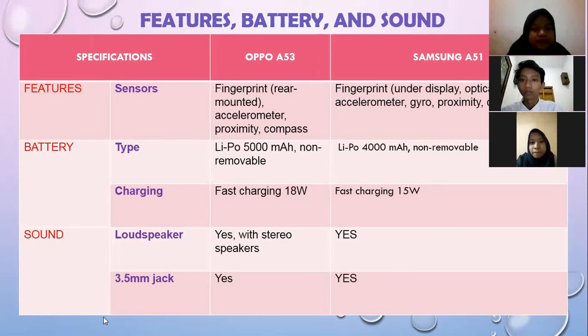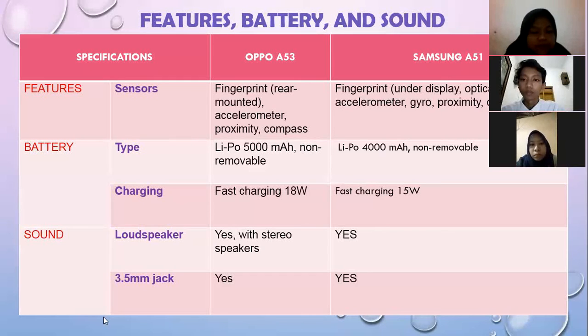Next, for battery. The battery type of Oppo is LiPo 5000 mAh non-removable, and Samsung is LiPo 4000 mAh non-removable. For charging, Oppo is fast charging with 18 watt, and Samsung is fast charging but with 15 watt. So for battery, Oppo is better than Samsung because Oppo has 5000 mAh while Samsung just 4000 mAh. And Oppo can recharge faster than Samsung.